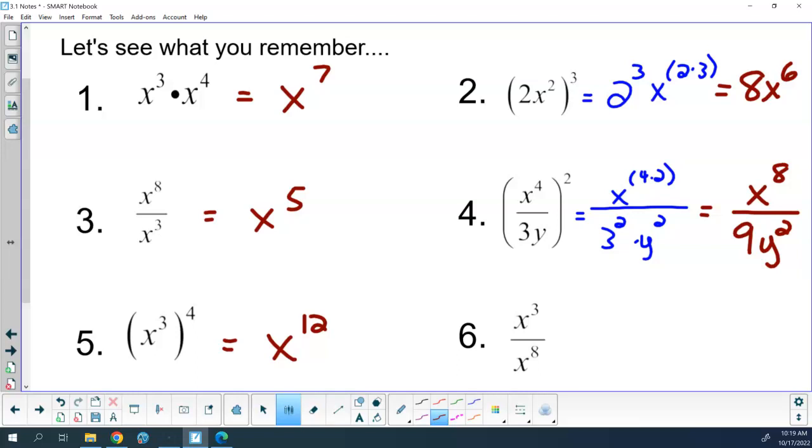Number 6 is very much like number 3. Subtract them, okay? Because it would end up being x to the negative 5th power if I subtract the exponents, I'm going to call that 1 over x to the 5th power. Because in higher level maths, we love positive exponents. We don't like negative exponents, because we lose the sign.